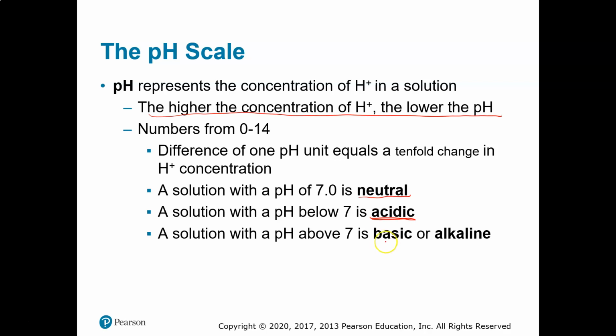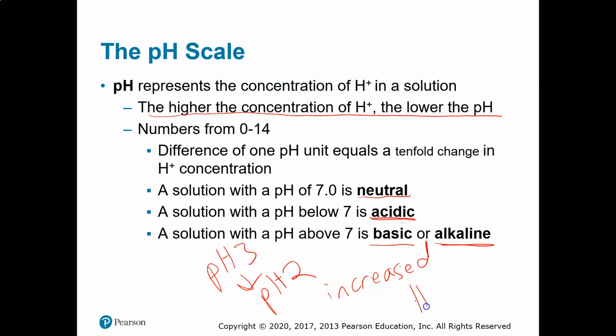And if it is above 7, it is basic, or we can also call it alkaline, and it would have a lower concentration of hydrogen ions. When we go down 1 pH unit, that's a 10-fold change in hydrogen ion concentration. So if I have a solution that's pH 3 and it changes to pH 2, then that means it has increased its hydrogen ion concentration by 10 times.